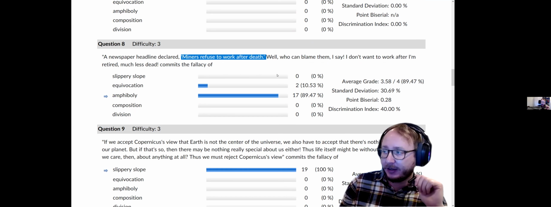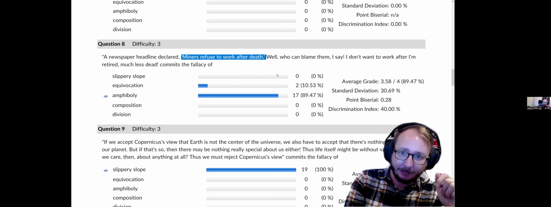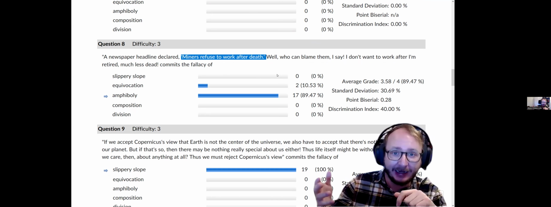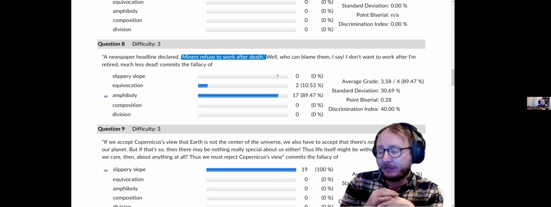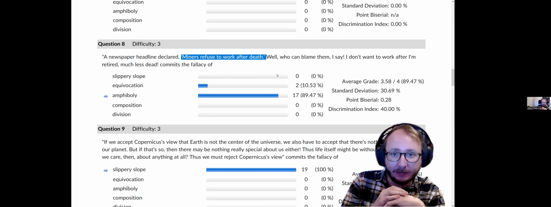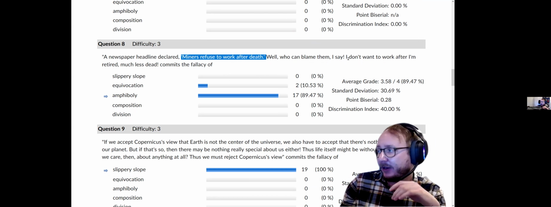This portion of the argument has two different interpretations. Probably what the newspaper headline meant, the reasonable interpretation, is that there was some accident at the mine. And after that accident, because the workers were afraid for their safety, they decided that they didn't want to work anymore, right?